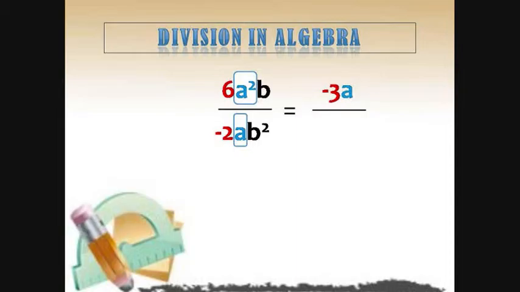Now, we say there are 2 a's at the top and 1 at the bottom. So, there will be 1 left at the top. There is 1 b at the top and 2 at the bottom. So, there is 1 left at the bottom.